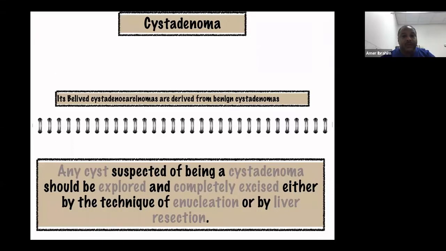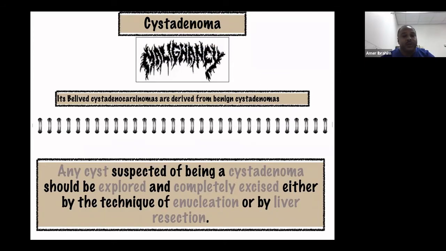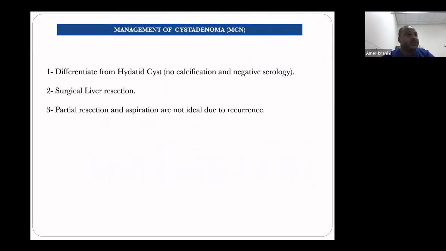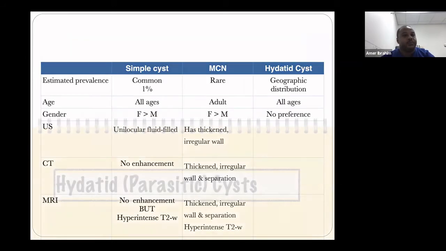So just remember, cystadenoma is a pre-malignant condition and the treatment needs to be different from the other cystic lesions. It's very important to differentiate it from the hydatid cyst, and surgical liver resection is one of the treatment options. Partial resection and aspiration are most of the time not ideal and go with recurrence.